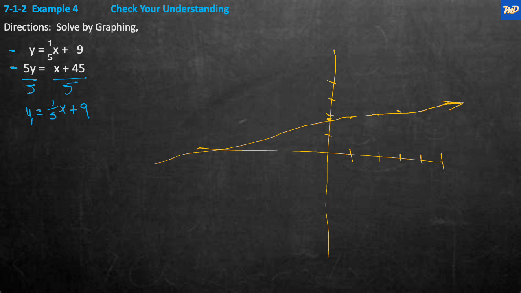Then the other equation is going to be... we're going to try to get the intercepts and see the x and y-intercept. So if I rewrite this to 5y minus x is equal to 45, what am I going to do here? I'm going to say that if I zero y, I'm going to get negative x equals 45. Well, then x is equal to negative 45.